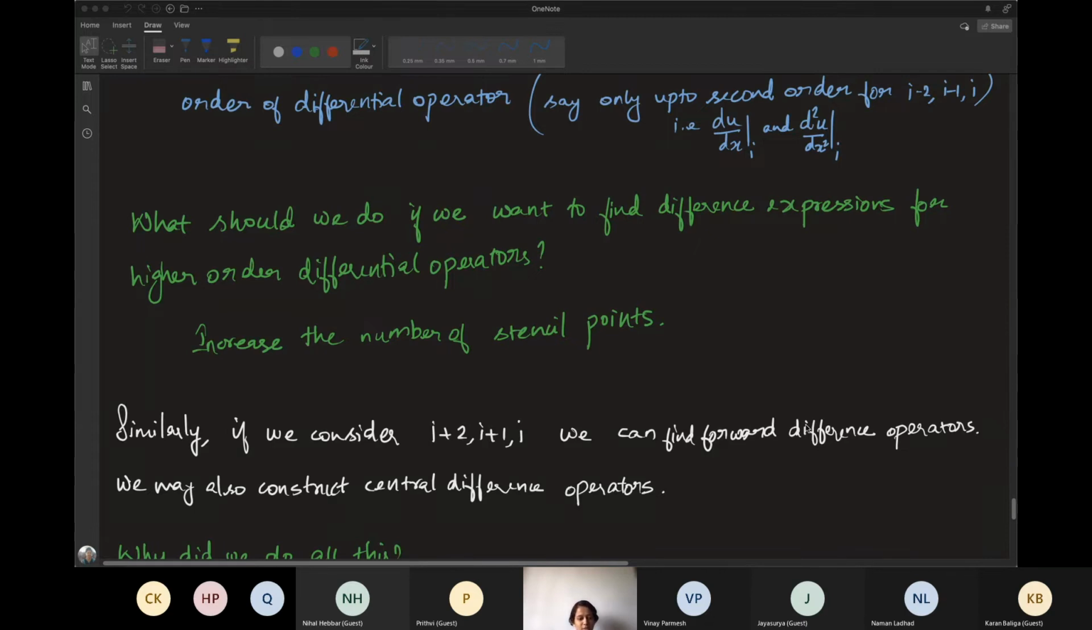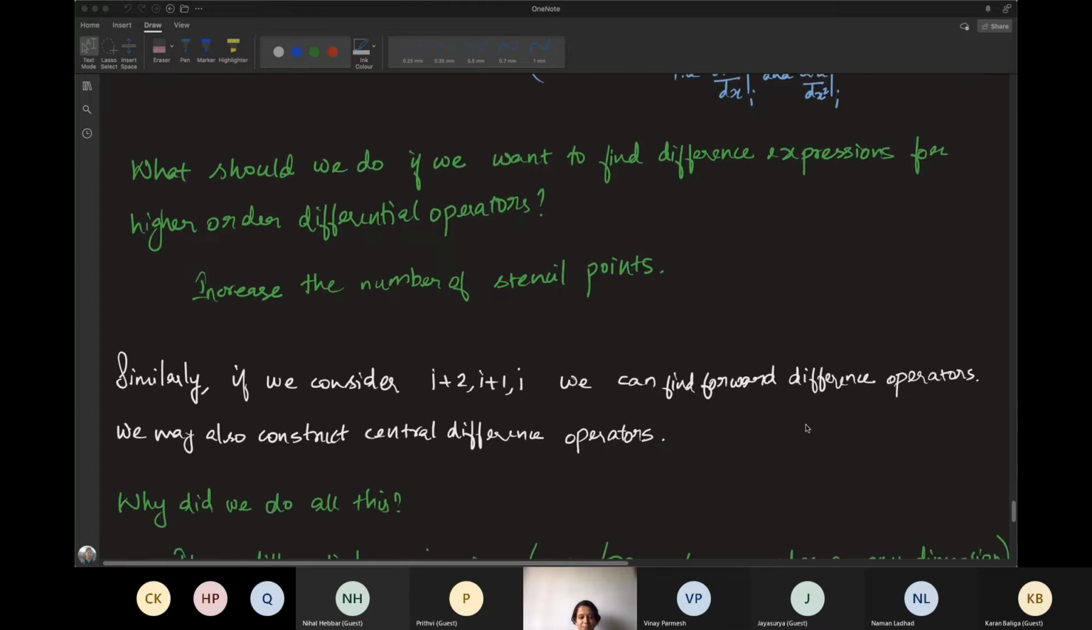Similarly, as of now, we have seen only backward differencing. That is, we have only considered I minus 1, I minus 2, and so on. Similarly, you can do the same for forward difference operators, like you can have I plus 1, I plus 2, and so on. And similarly, we can also have central differencing operators.